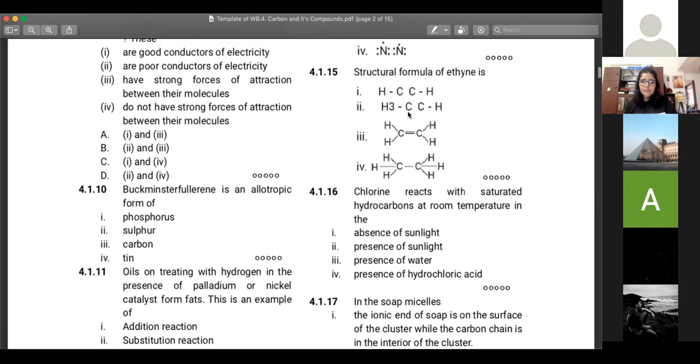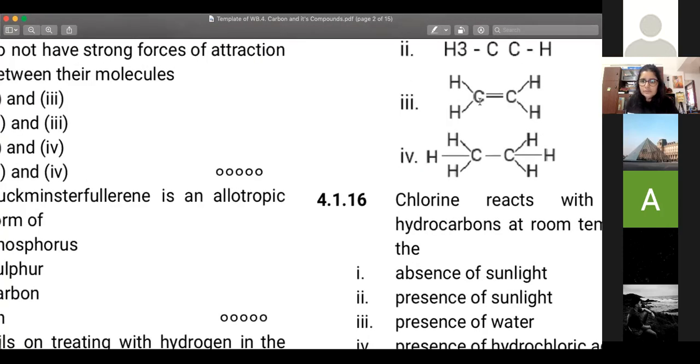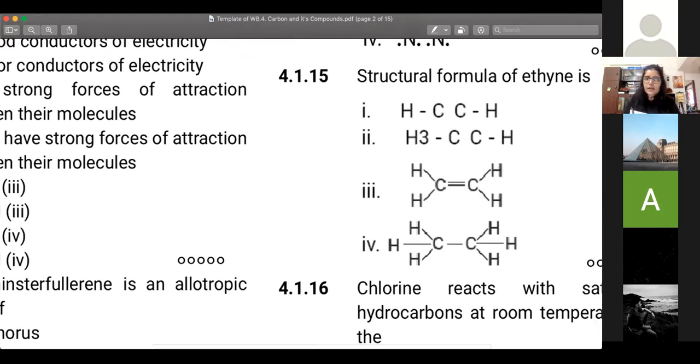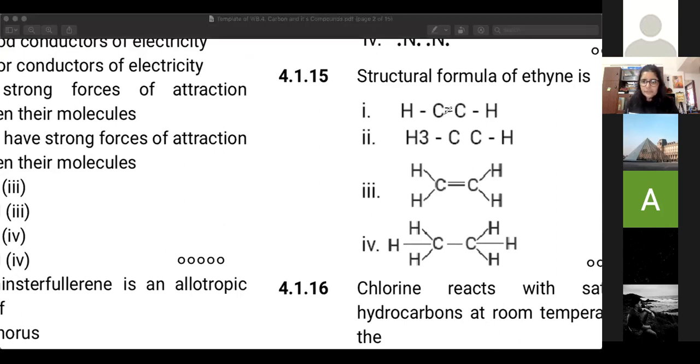Look at 15. Here also there is a typing error. So this is a double bond. Here there is a single bond. So here there should be a triple bond. Here there should be, let's put a double bond. So which is the correct option? So I will say.